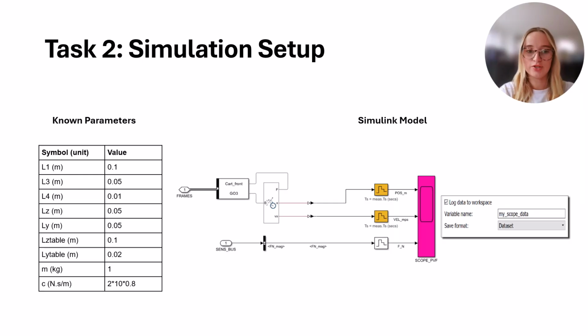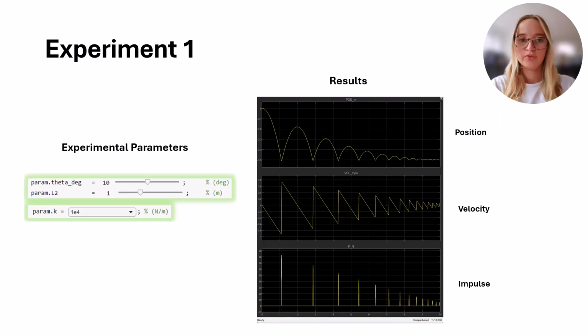Starting with task 2, these are the known parameters that will be used in each experiment. The Simulink model displayed on the right side of the slide will be used to obtain the results. For the first experiment, the results will be obtained from an inclined angle of 10 degrees.